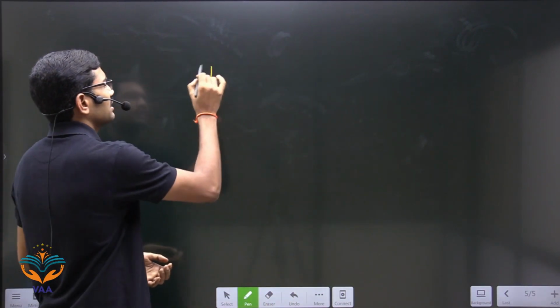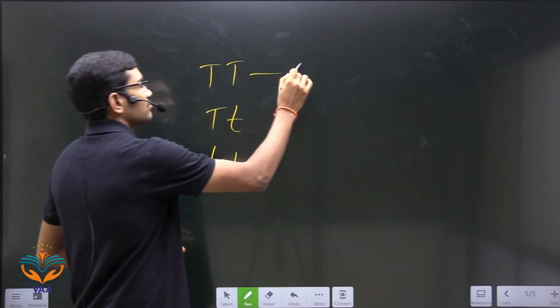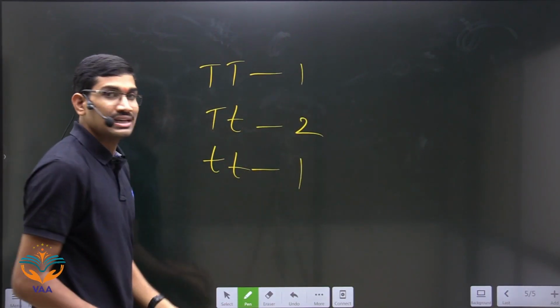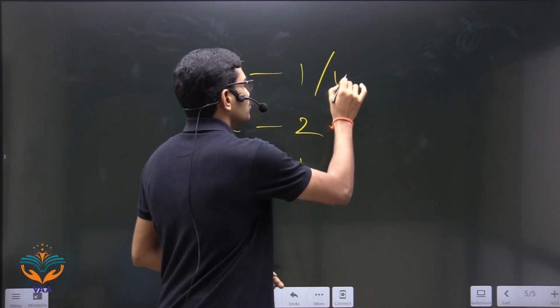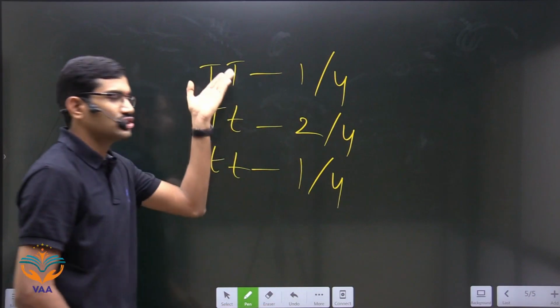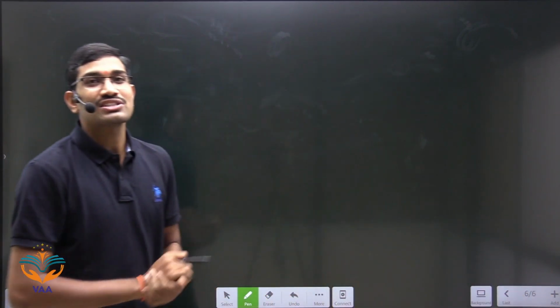In monohybrid, what will you get? Capital T, small t. Homozygous 1, heterozygous 2, homozygous 1. But in a monohybrid cross, in F2, how many will be produced? 4. So out of 4. Yes or no? These are the genotypes we are getting. Clear?